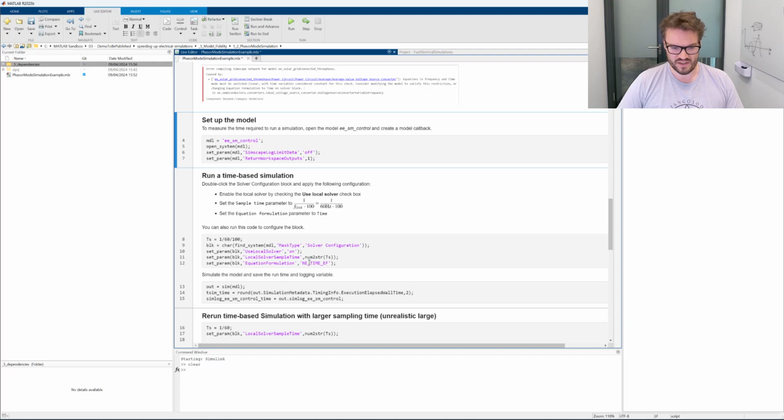By default, it's set to time simulation. This command will ensure also via API that it's set to time. And then we simulate it and record the results.